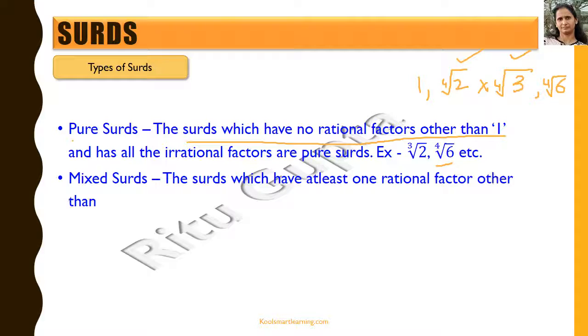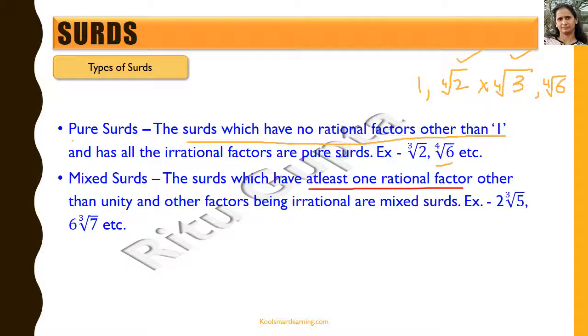Next we come to mixed surds. The surds which have at least one rational factor other than unity. So other than 1, it has at least one more rational factor and other factors being irrational. These kind of surds are called mixed surds. We take an example of 2 into cube root of 5 and 6 into cube root of 7, and there could be many more examples.